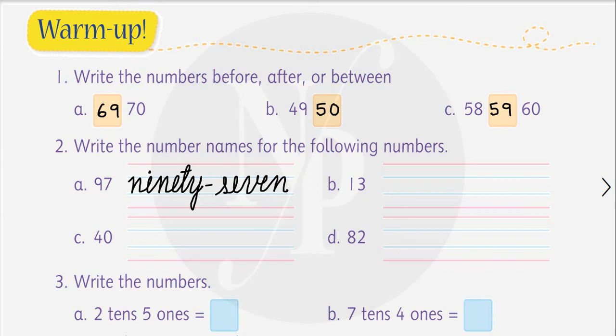B is the number formed by the digits 1 and 3, which is 13. Write 13 here in the space. T-H-I-R-T-E-E-N. 13.